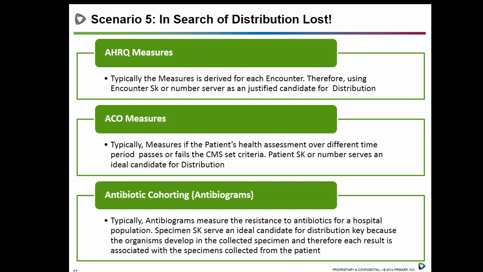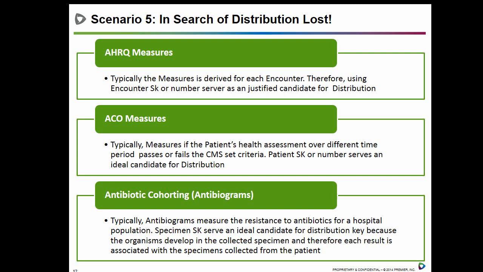Now the patient SK, surrogate key, or the number serves as an ideal candidate for distribution if you're doing an ACO measure type query. But what happens if you're doing an ARC measure? ARC measures are typically all based on encounters, right? Therefore, using encounter SK in that scenario would be justified, because even if you're going to your lab result fact table or specimen collection table, or hospital acquired condition fact tables, all these different fact tables that you have, you're going to join them on the encounter table, encounter SK. Even if a billing table would have the encounter SK, so why not, right? That's what the ARC measures use for calculations all the time. So it would be a justified candidate for distribution.